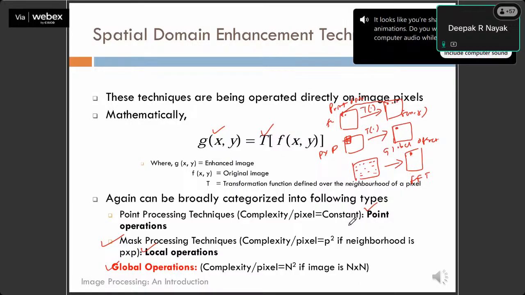Because for every pixel you are considering all the pixels, and the image size is n cross n, so per pixel it is n square. If you have n square number of pixels, it will be n square into n square. That's the complexity, right? Okay, so we'll start with the point processing.